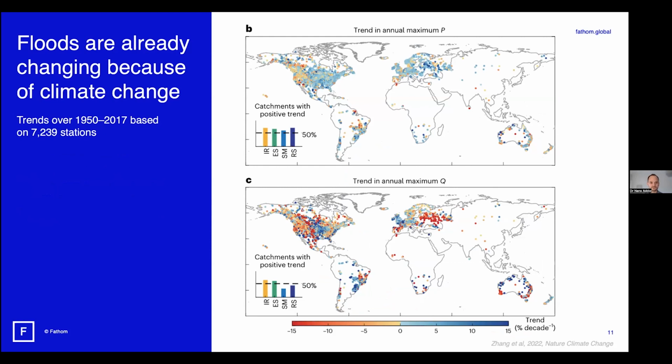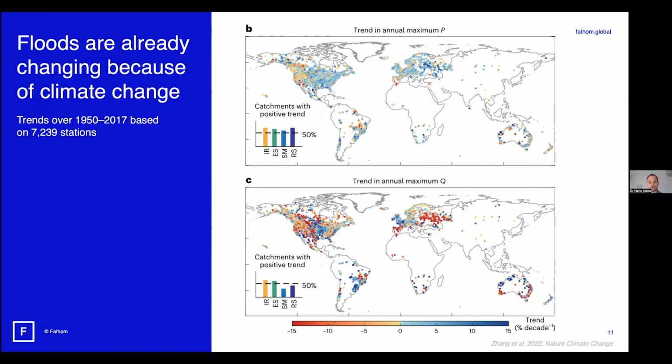a few months ago. And this is, again, we're looking at trends in annual maxima for flow at the bottom and precipitation at the top. We're looking at trends per decade over 1950 to 2017, so only observations. And they're based on about 7,000 stations from Europe, Northern Africa, and some stations in Southern America and Australia. What's interesting, if you look at the bottom plot, changes in annual maximum flow, there are many, many red dots. So many locations where we find that peak flows are becoming smaller.